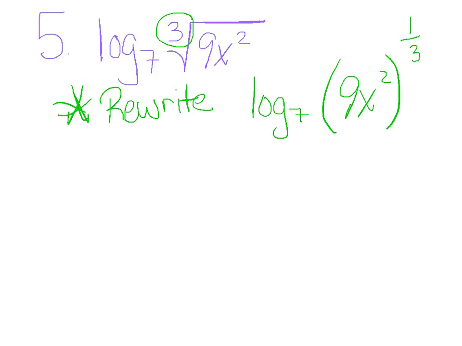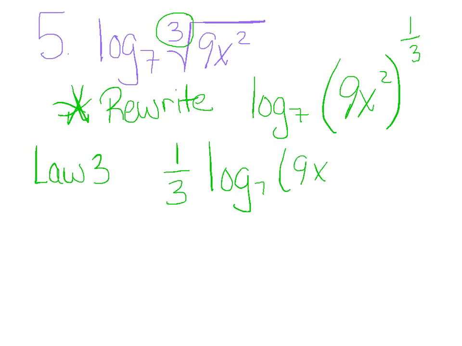All right, so what rule am I staring at first? Yes, this says 9 times x squared, but order of operations tells me to start with the exponent here. So I'm going to use my law 3 first. And I'm going to rewrite this as 1/3, bringing the exponent down, log base 7 of 9x squared.